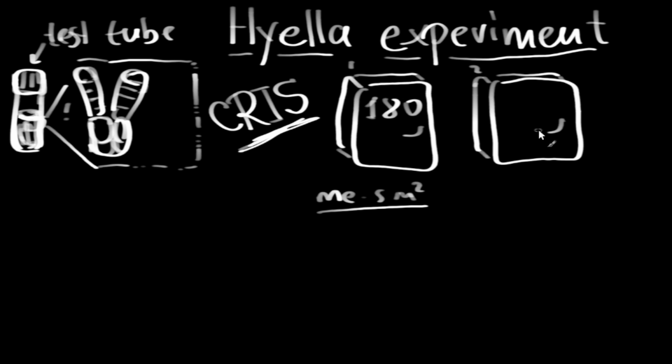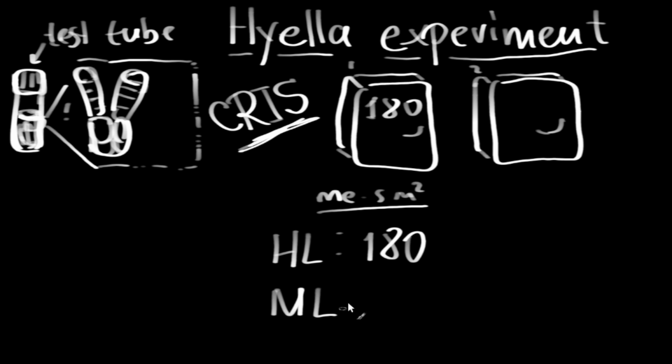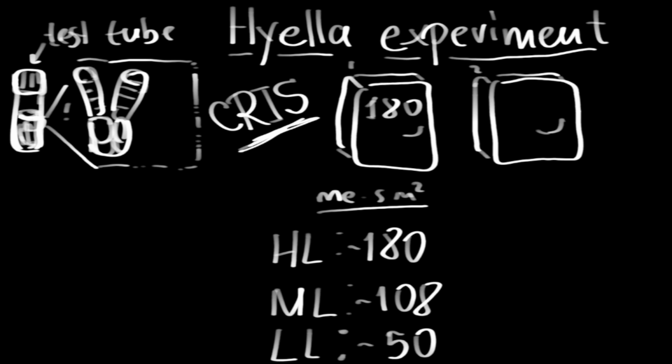And for our experiments, we needed to have actually three treatments. It's high light, and it's gonna be this value, medium light, and we will use 108 approximately, and the last one gonna be low light, and it's gonna be about 50 microeinsteins per second per square meter. So this is the high light incubator, this is the low light.